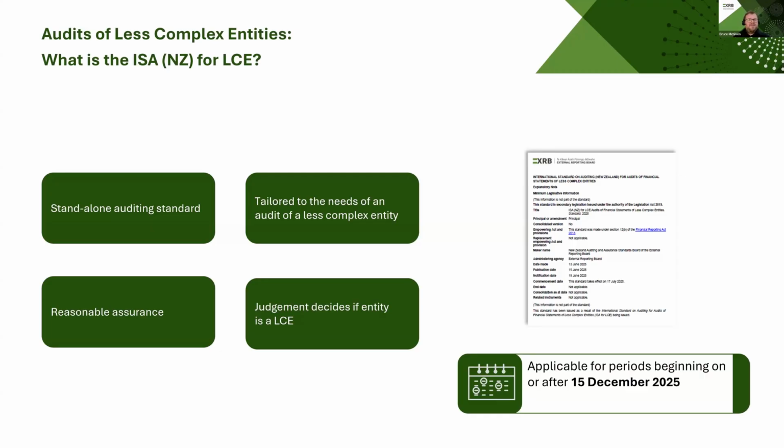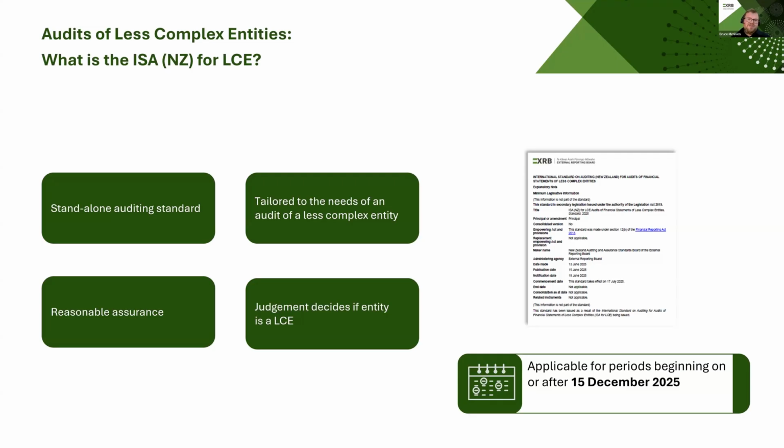Today, I thought I'd go through some of the key messages that we have over the standard. So first up, it's a standalone auditing standard that's tailored to the needs of an audit of a less complex entity. So it's standalone, so the auditor only needs to refer to the ISA for LCE rather than having to refer to the ISAs or NZ AS 1 revised when undertaking the audit. It's built on the foundation of the current auditing standards.